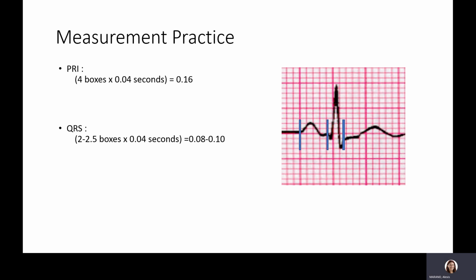So let's just do a little practice. Go ahead and make your marker at the very beginning of the P wave, make your second marker right before the QRS begins, and count the boxes in between. I count 4. So 4 times 0.04 seconds for the number of boxes would equal a measurement of 0.16. I'm going to go ahead and put up the next marker for ending the QRS complex. I see about 2 to 2.5 boxes somewhere in there. So that times 0.04 gives you 0.08 to 0.10 seconds.